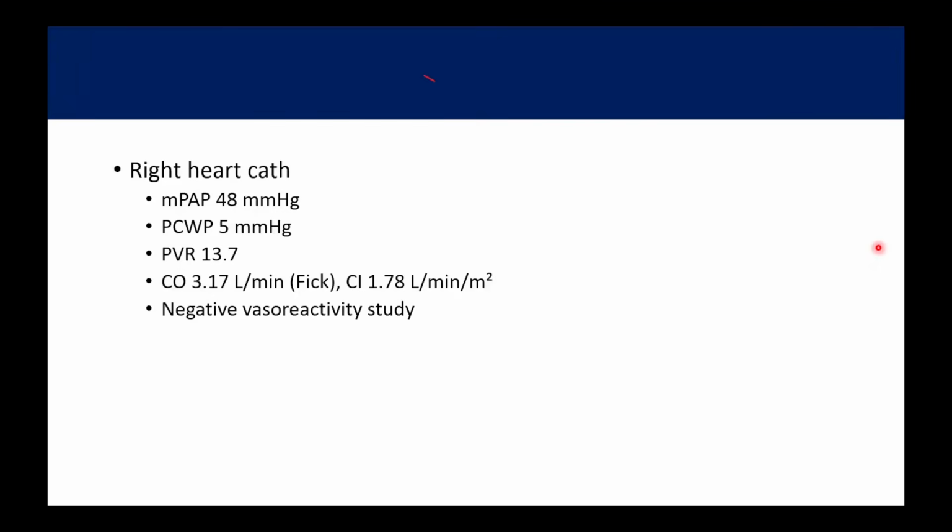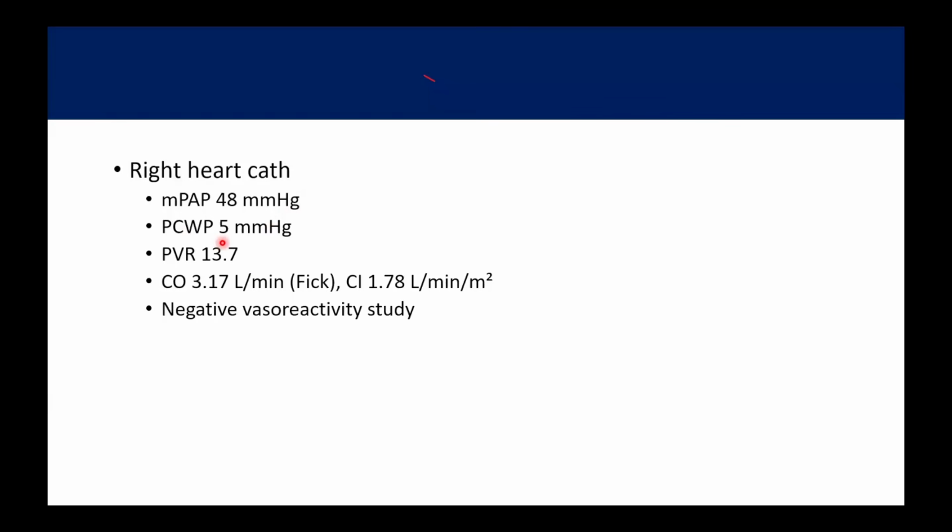And so afterwards, he got a right heart cath as well, and you can kind of expect what you would see from this. And I forgot to mention this, but his left heart was completely fine. So he had a mean pulmonary artery pressure of 48, so extremely high. So pulmonary hypertension is established.